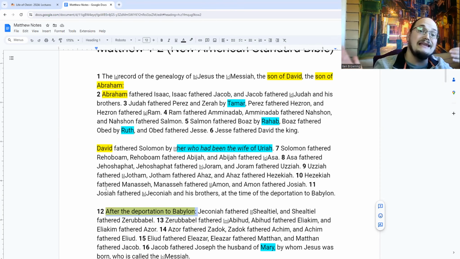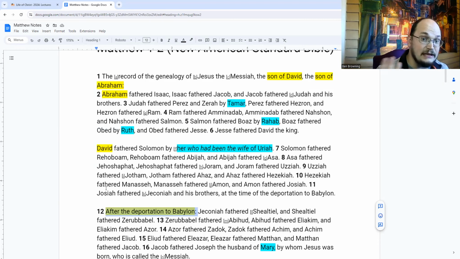So first of all, let's rewind a little bit and talk about genealogies in the Old Testament. Typically, genealogies in the Old Testament mostly follow the male line, but not exclusively. You do have examples in the Old Testament where women are mentioned. So it's not unheard of for women to be mentioned. It does happen from time to time.